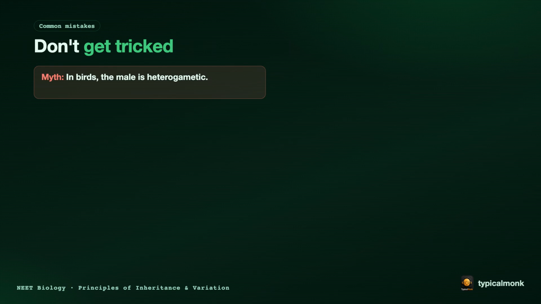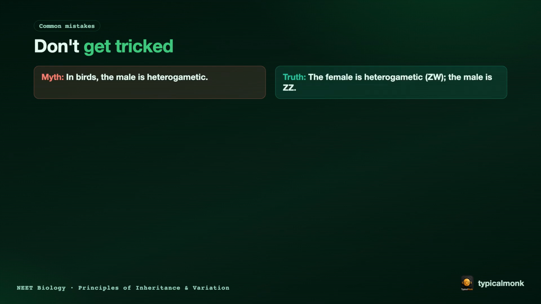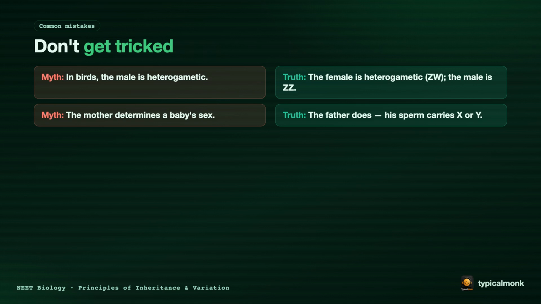Now let's clear the mistakes students fall for. Myth: in birds, the male is heterogametic. Truth: the female is heterogametic, that is ZW. The male is ZZ. Myth: the mother determines a baby's sex. Truth: the father does. His sperm carries an X or a Y.